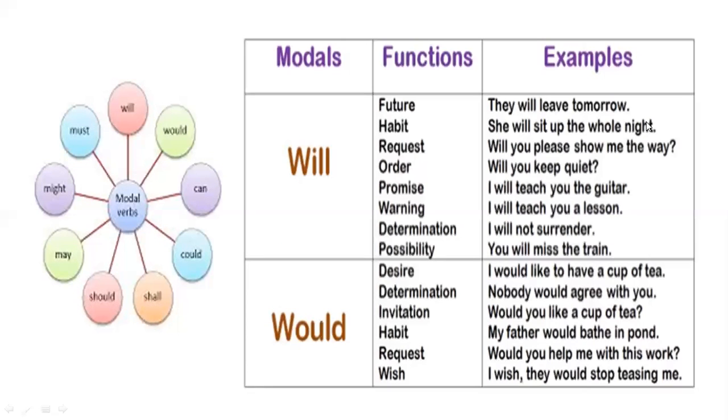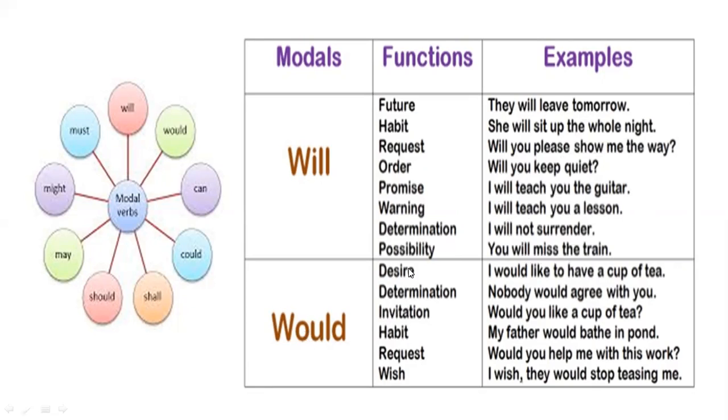The examples are: They will leave tomorrow. She will sit up the whole night. Will you please show me the way? Will you keep quiet? I will teach you the guitar. I will teach you a lesson. I will not surrender. You will miss the train. The past form of will is would.